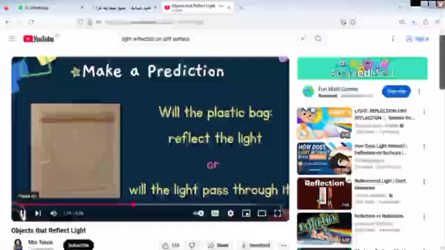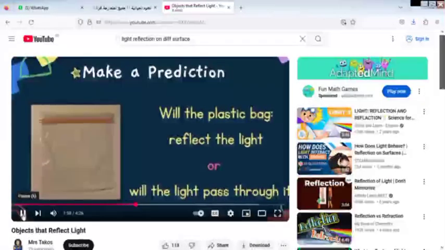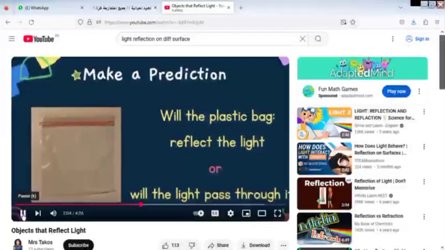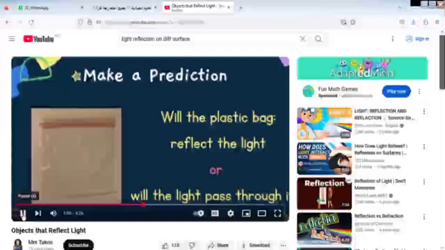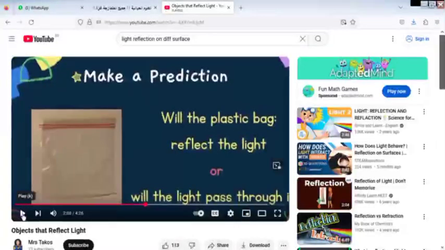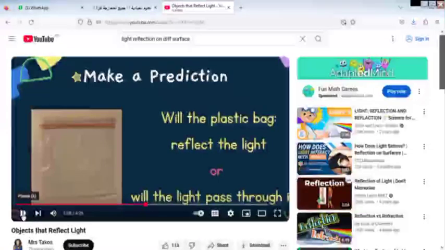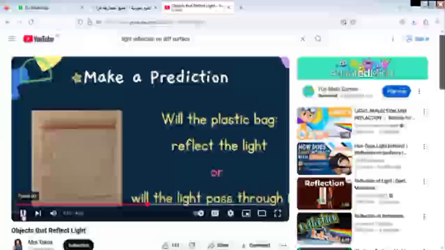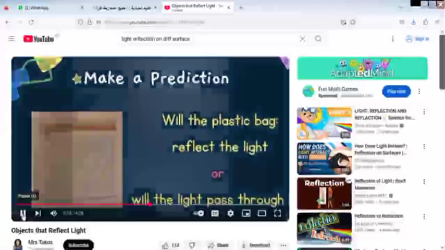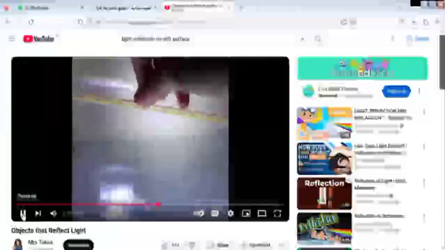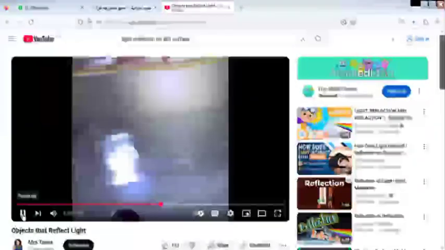Now let's make another prediction. Do you think that the plastic bag will reflect the light, that means it will stop the light from passing through, or will the light pass through it? Have a think. What do you think, Sabat, will it reflect it? No. Think about your prediction, and then we'll have a look to see what happens. I'm putting the bag in front of the light. As you can see, the wall is still bright with light. This means that this bag does not reflect the light. It lets it pass through it.